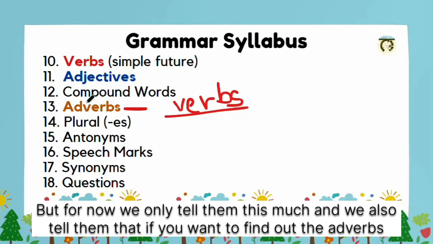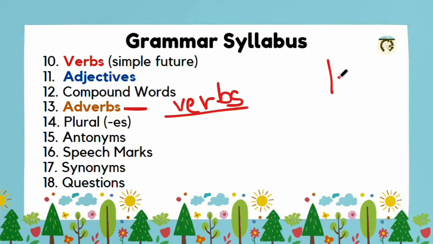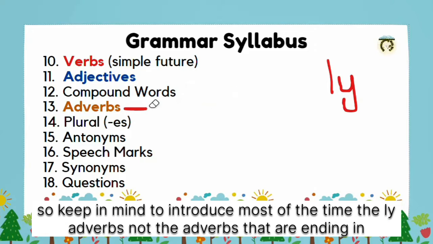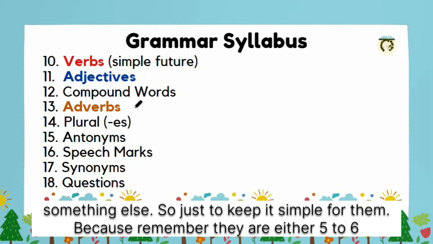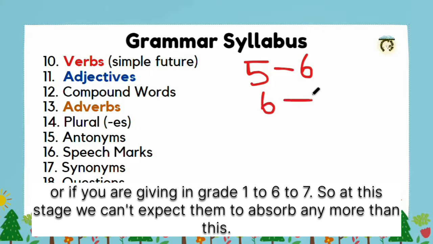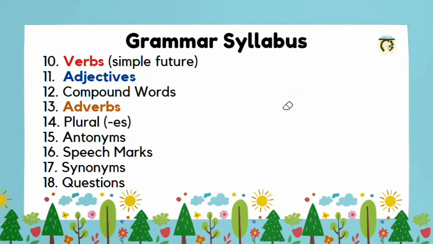But for now, we only tell them this much, and we also tell them that if you want to find the adverbs, they mostly end in ly: slowly, quickly. And remember, when you are giving them adverbs, keep in mind to introduce mostly the ly adverbs, not the adverbs that end in something else. Just to keep it simple for them, because remember, they are either 5 to 6, or if you're teaching in grade 1, 6 to 7. At this stage, we can't expect them to absorb any more than this, right?